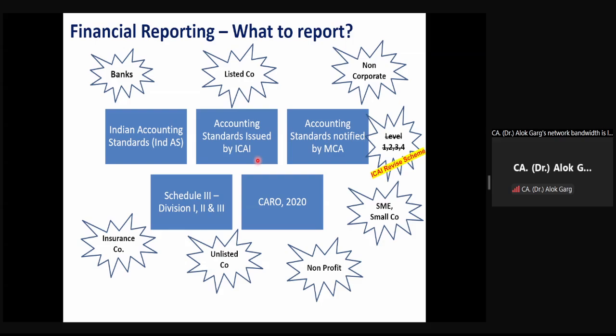For example, there is a small private limited company. That company needs to follow accounting standards, right? And on that company, Division 1 to Schedule 3 will be applicable. If I talk about a company like Reliance Industries Limited, it's a listed company. On that company, Ind AS are applicable. So if Ind AS are applicable on any company, in that case, Division 2 to Schedule 3 will be applicable. The third one, Division 3, is applicable to the NBFC companies where Ind AS are applicable.